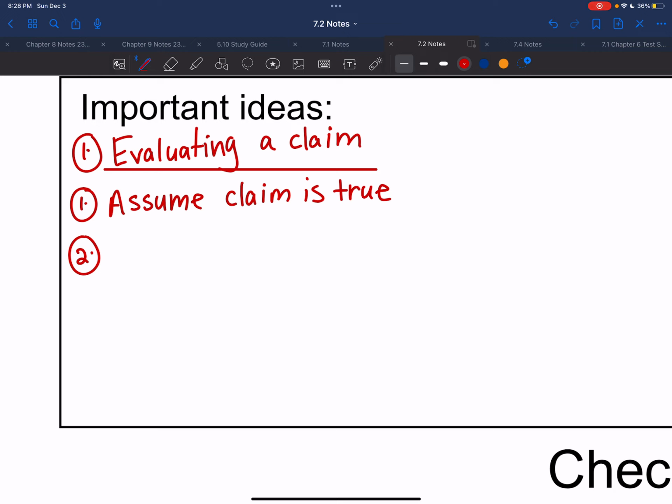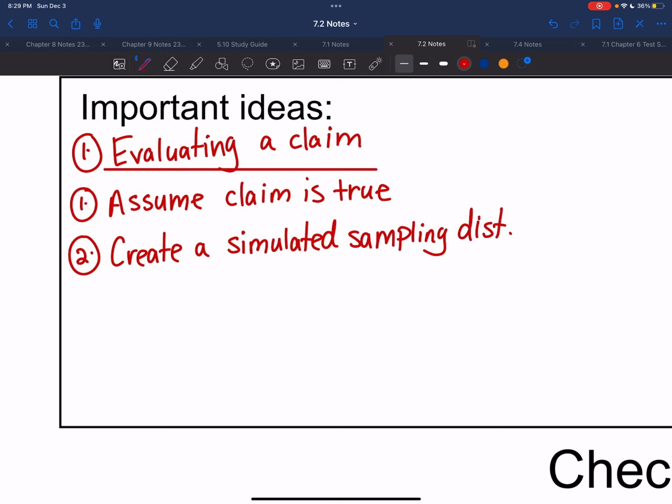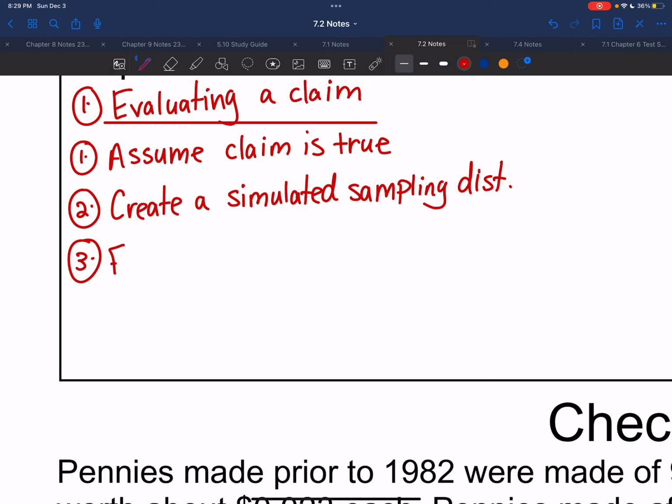All right. But once we assume that, we create a simulated sampling distribution. Okay, so just like that dot plot that we created, we used that to be able to find the percentage chance of getting the observed result. So step 3 is find percentage chance of getting observed result.